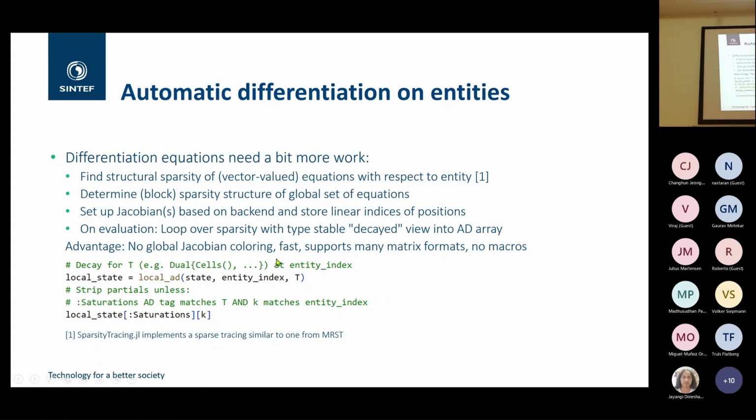And when you are evaluating these things, you just do this decayed view. So you say, okay, I have this AD value, but I'm only going to include the derivatives if I'm looking at this specific point. So you're zooming in on a point, and that makes it trivial to do a global assembly, because when you have a local state for a given entity index and a given tag, it's not allocating any new memory. You're just picking out the value, and the derivatives get zeroed out if they don't match what I'm currently looking at.